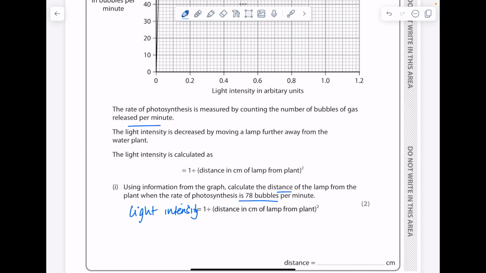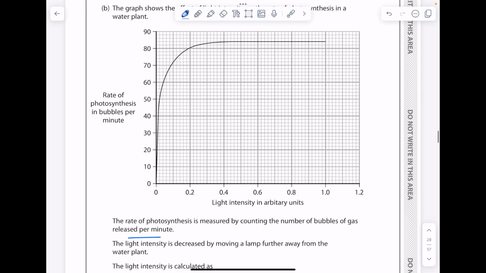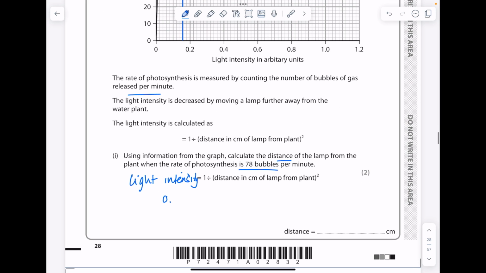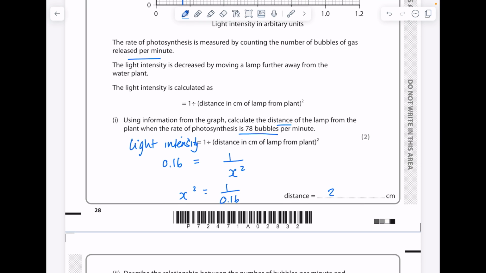So let's find the light intensity when there's 78 bubbles per minute. So read across here, read down here, and you can see that that's 0.16 equals 1 divided by the distance in centimetres of the lamp squared. So that's what I'm trying to solve. So cross multiply to do 1 over 0.16 and then square root that final answer to find x, which is 2.5.